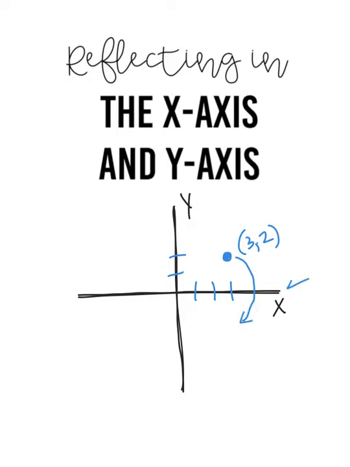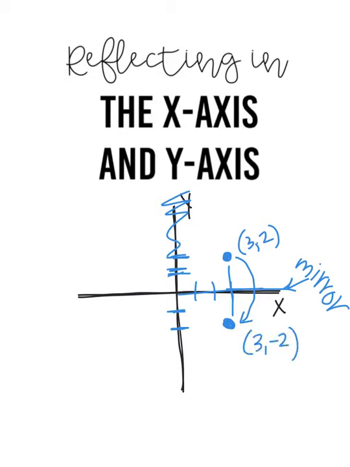Looking at the x-axis as a mirror, we don't really need to worry about the x right now. So it would be the same distance away from the x-axis. Well, it's 2 spaces away, so it would be 2 spaces away in this direction, right here. So this point would be (3, -2).